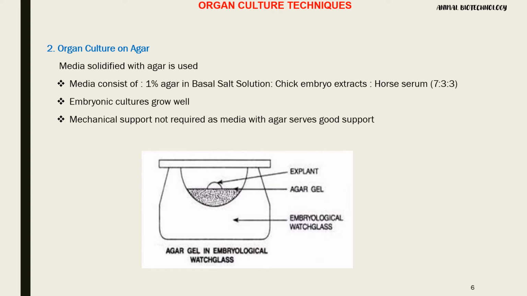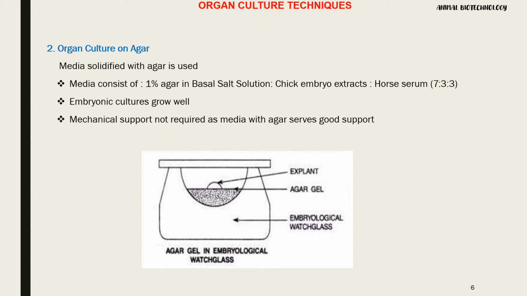Next, organ culture on agar media. In this type of culture, agar is used in the media to provide mechanical support to the organ explant. The media is composed of basal salt solution, chick embryo extract, and horse serum in the ratio 7:3:3 along with 1% agar.